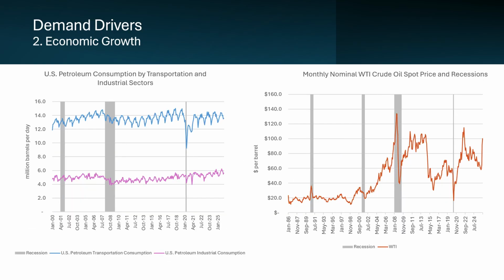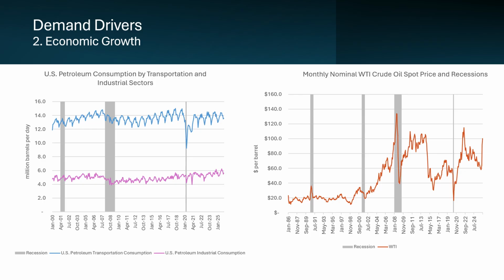The second demand factor I will discuss is economic growth. When the economy is booming, consumers and businesses use more gasoline and diesel, and demand for petroleum products increases. People buy cars, take road trips, and build homes. Businesses manufacture more and use more of the petroleum products. When there is an economic downturn, the businesses reduce production or close completely, causing demand for petroleum products to go down. Take a look at the chart on the left.